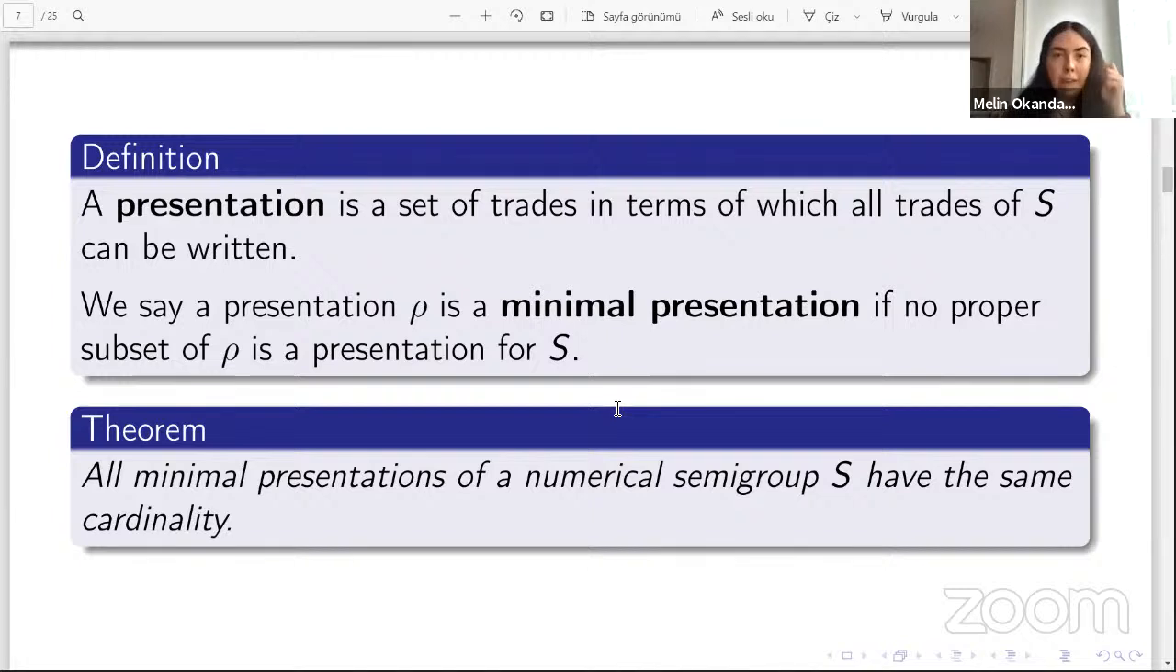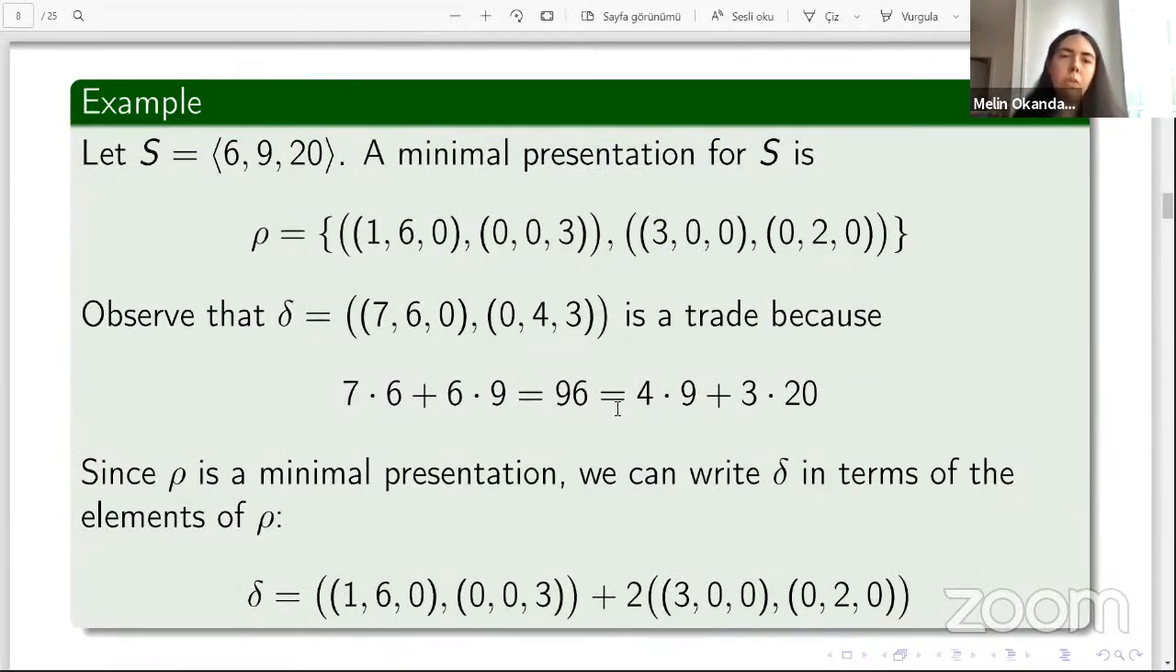But if we have found one way to describe this minimal presentation, then we are good to go. Why? Because of this theorem. Because we are considering the sizes of minimal presentations. Well, this theorem says that all minimal presentations of a numerical semigroup have the same cardinality. So if we have found just a single way to count the minimal presentation size, then we are good to go. Before moving on to how we do this, let us see how we actually describe the traits, given any trait, by using the minimal presentation of S.